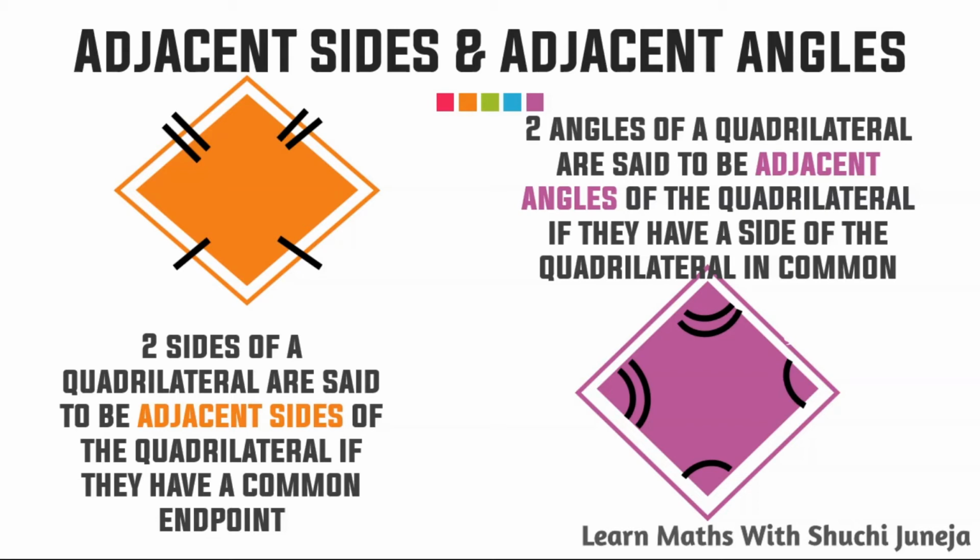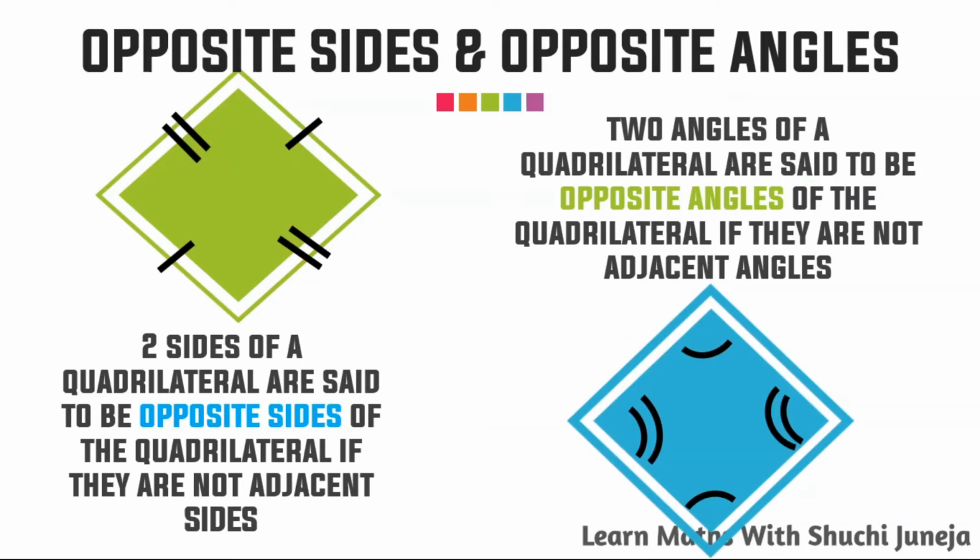Two angles or sides are said to be adjacent in the quadrilateral. Adjacent means nearby. So they're said to be adjacent if they have a common endpoint, or if they have a common side in between. So they are known as adjacent sides or adjacent angles. While just the reverse of it, that is opposite sides and opposite angles: two sides which are not adjacent, means they are lying just opposite to each other, are called opposite sides, and same is with angles. Two angles which are lying just opposite to each other are known as opposite angles.